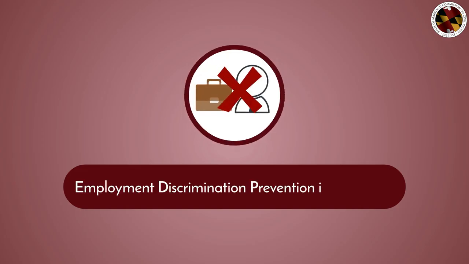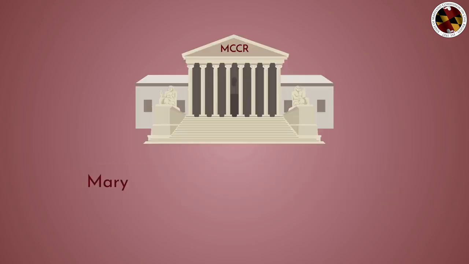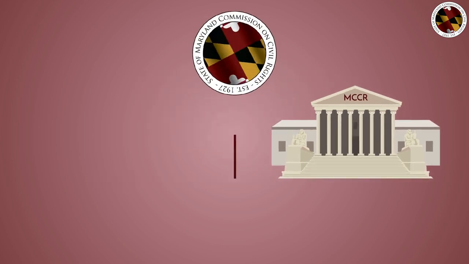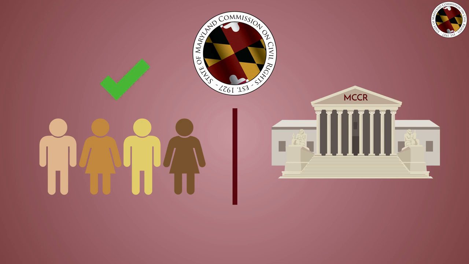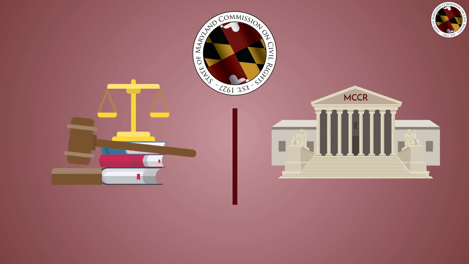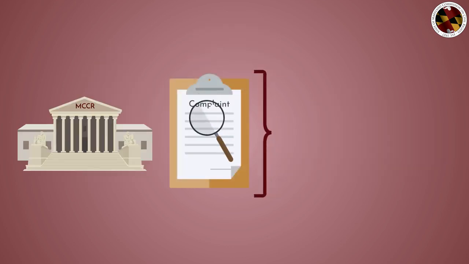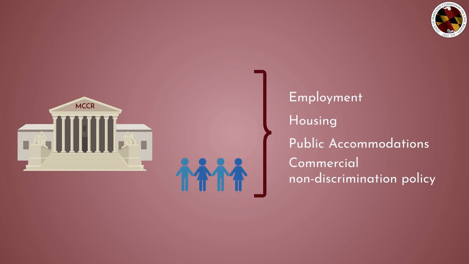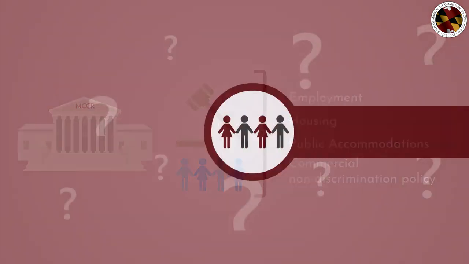Employment Discrimination Prevention in Maryland. The Maryland Commission on Civil Rights, or MCCR, represents the interest of the state to ensure equal opportunity for all through enforcement of Titles 20 of the State Government Article and 19 of the State Procurement and Finance Article, Annotated Code of Maryland. MCCR investigates complaints of discrimination in employment, housing, public accommodations, and the state's commercial non-discrimination policy from members of protected classes that are covered under these laws.